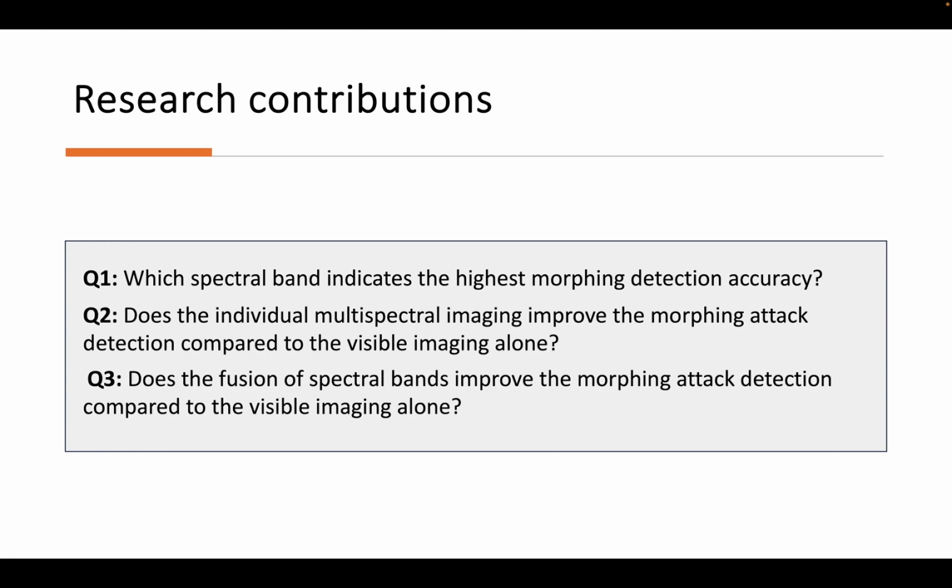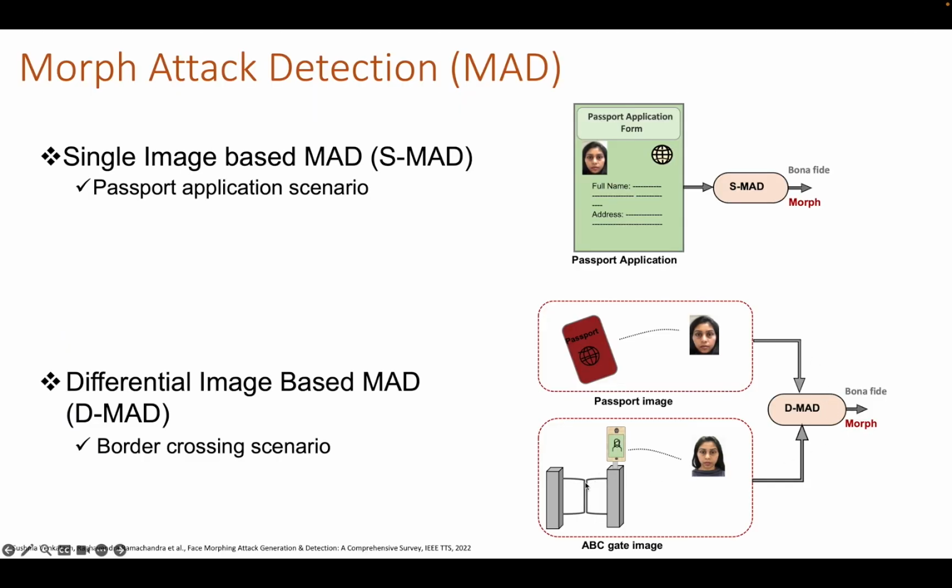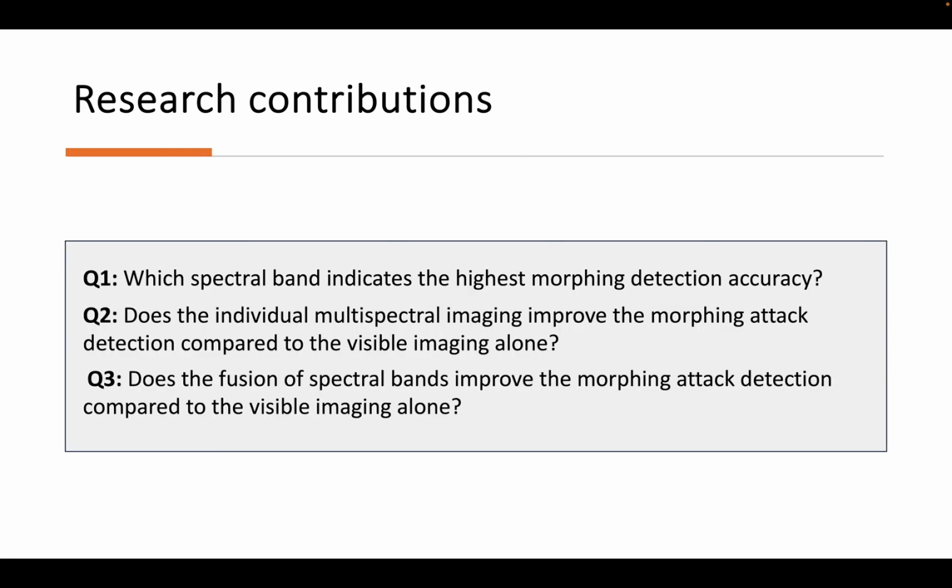So in this work, our goal is to investigate what if the ABC gate can capture multispectral imaging. In the scope of this paper, multispectral imaging means that we capture multiple bands within the visible and one band in the near infrared, to see whether having these multiple bands of capture may be helpful to effectively detect differential morph attack scenarios. To this extent, we formed three different questions.